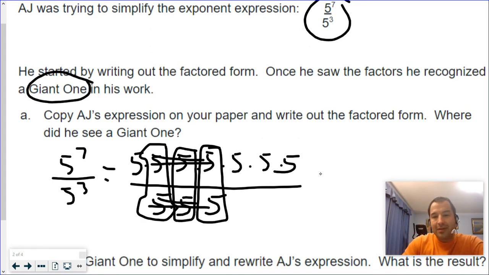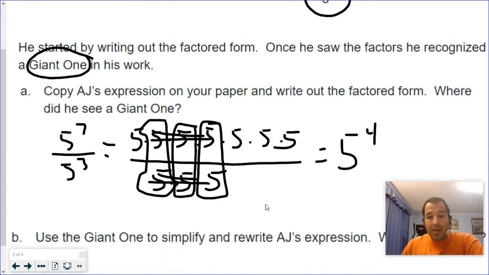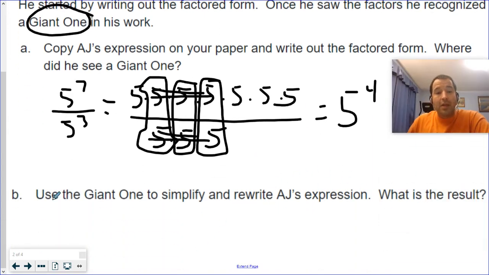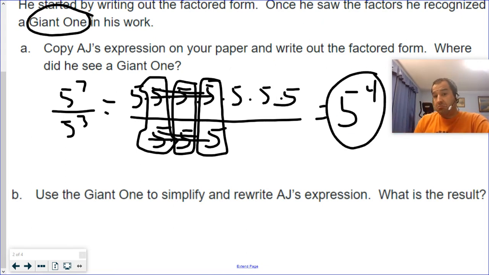What's left? 5 to the fourth. Okay. Oh, well, and here we go. I went ahead and went a little farther here. So use a giant one to simplify and rewrite AJ's expression. What is the result? The answer, 5 to the fourth. Okay. Make sense? All right, let's try it out.